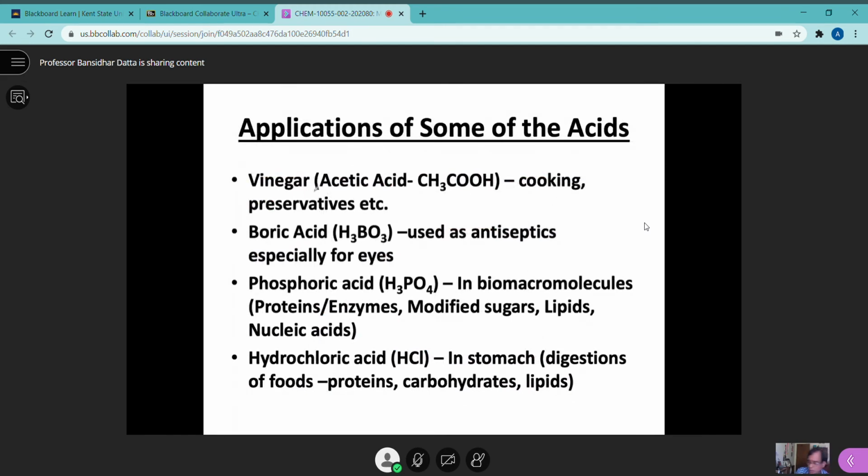As you probably know, vinegar is acetic acid. Vinegar is a trade name; acetic acid is the chemical name, and that's the chemical formula, CH3COOH, and that H is the proton. That is your proton, H+, and it dissociates in water to make the acetate ion. Acetate ion is a strong conjugate base. Vinegar is used for cooking and also for preservatives. It also kills bacteria. A diluted solution, 3% or so, can kill some bacteria as well.